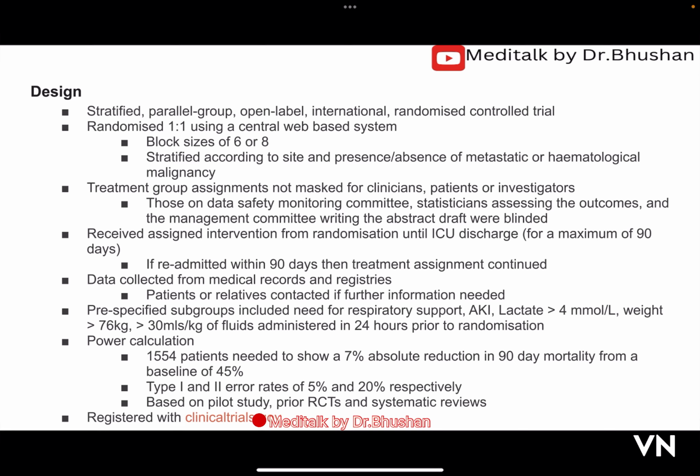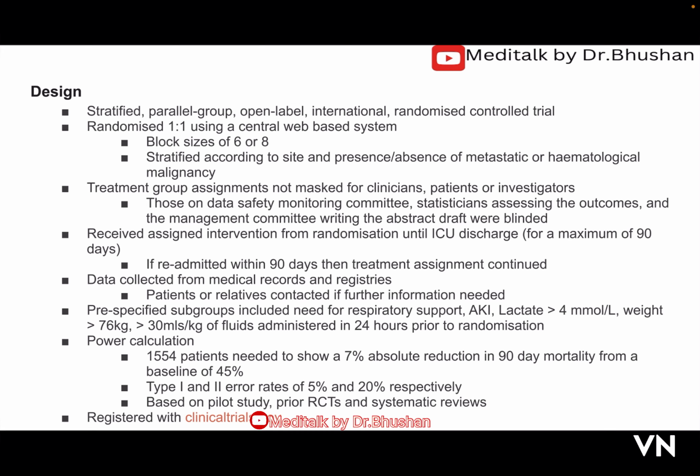Design for this study: stratified, parallel-group, open-label, international randomized controlled trial. Randomization was 1:1 using a central web-based system, block size 6 or 8, stratified according to site and presence or absence of metastatic or hematological malignancy. Treatment group assignment was not masked to clinicians, patients and investigators.